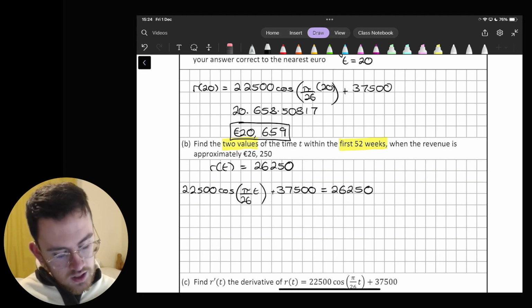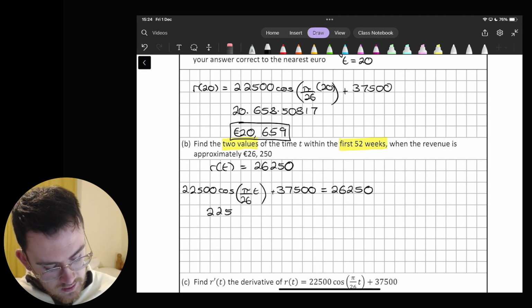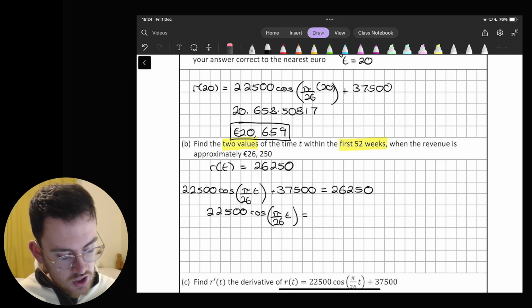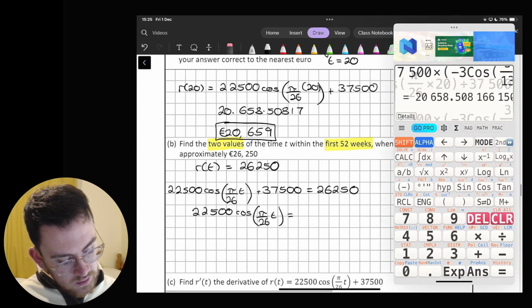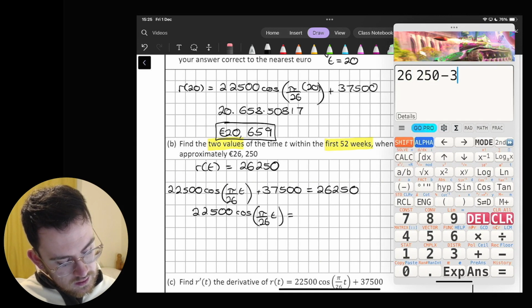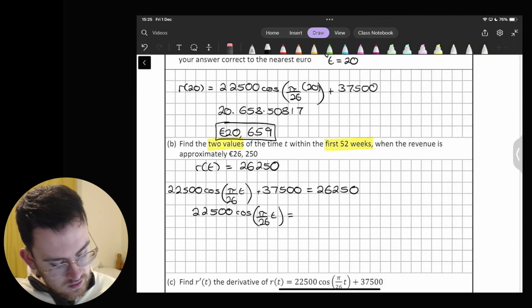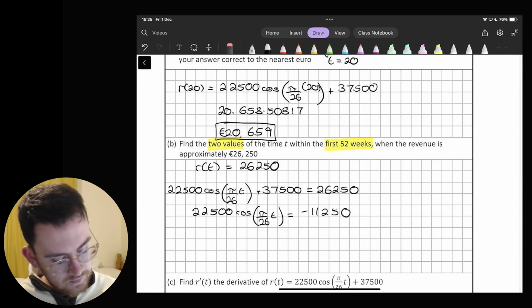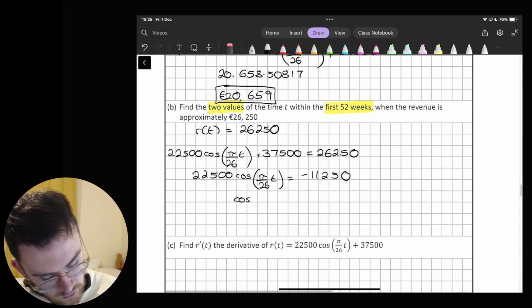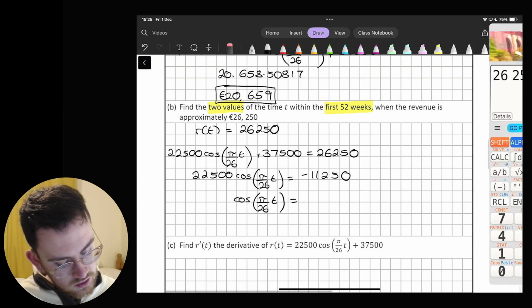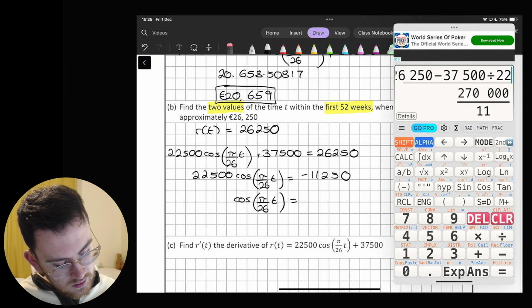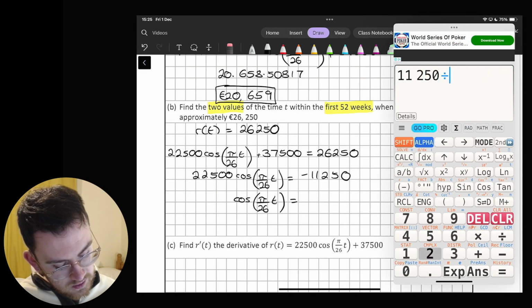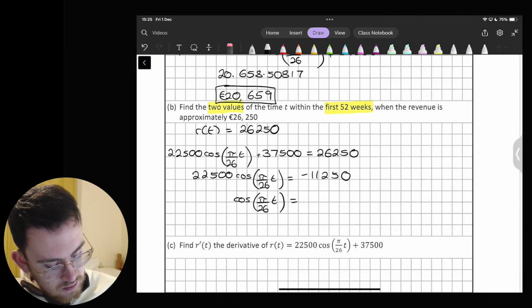Okay. So first of all, we're trying to get the angle part, the trig function part, on its own here so that we can do a trig equation. So we're going to start by moving all my numbers over to one side. 11,250. So cos of pi over 26t is equal to, I'm going to divide by the 22,500. So 11250 divided by 22,500 gives me a half. So I get minus a half.